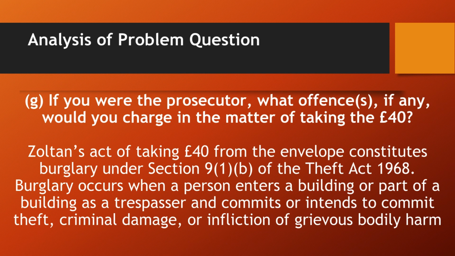The taking of 40 pounds from Annie's bedroom could be charged as theft under Section 1 of the Theft Act 1968. Zoltan appropriated the money, which was Annie's property, without her consent, and his intention to permanently deprive her of it is evident.